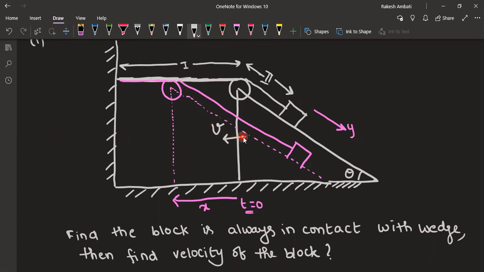How much is the first segment length decreased? The second segment is increased by the same value, then only the total length will be constant. So when the wedge travels through distance x, the first segment length decreases by x, and the second segment length increases by y. The same decrement in the first segment equals the increment in the second segment, then only the total length of the string will be constant. Okay, write down the point.